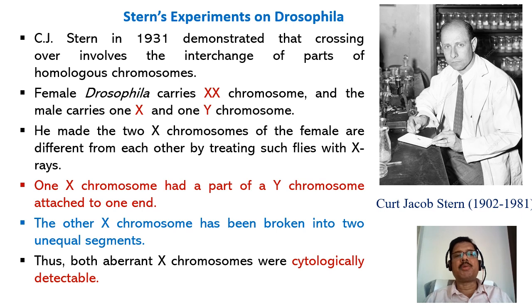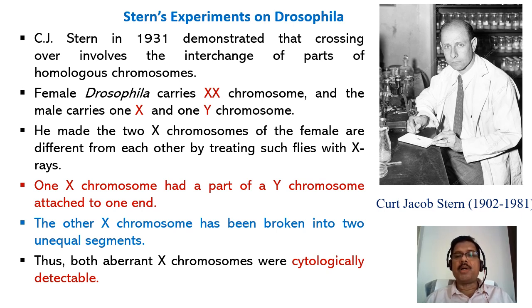Now, Stern's experiment on Drosophila. Curt Stern in 1931 demonstrated by direct cytological evidence that crossing over involves interchange of parts of homologous chromosomes. The female Drosophila carries two X chromosomes and the male carries one X chromosome and one Y chromosome. He made the two X chromosomes of the female different from each other by treating such flies with X-rays.